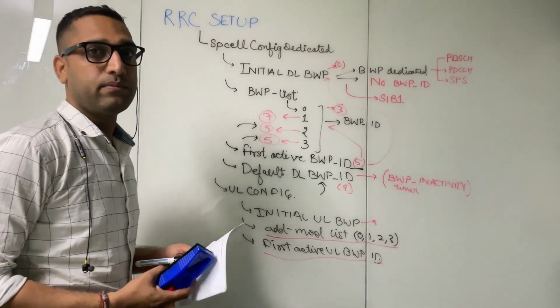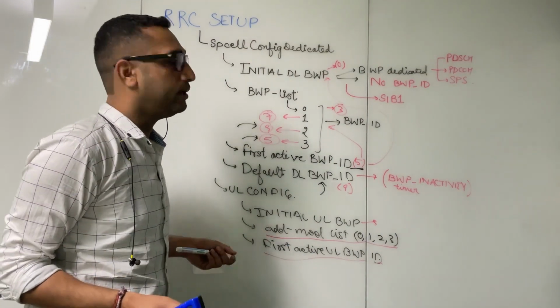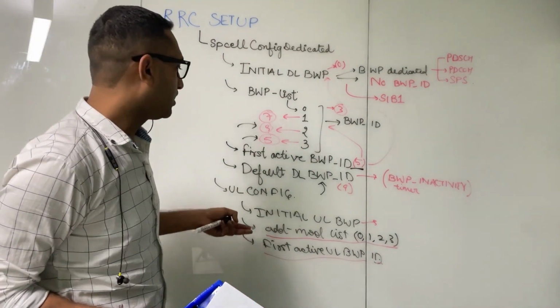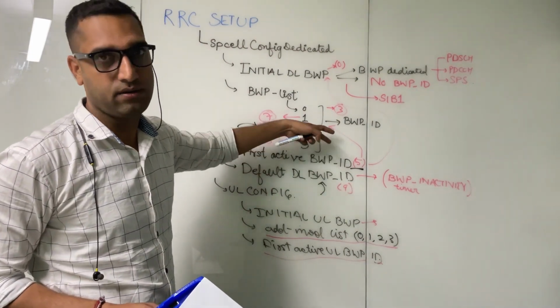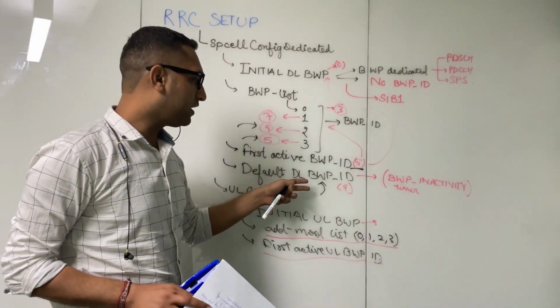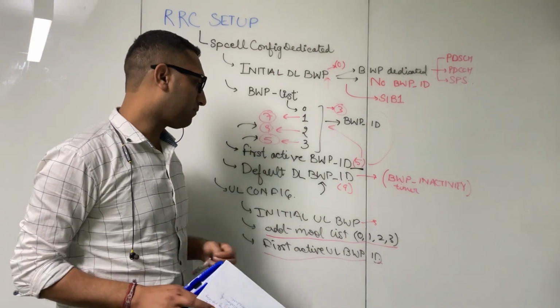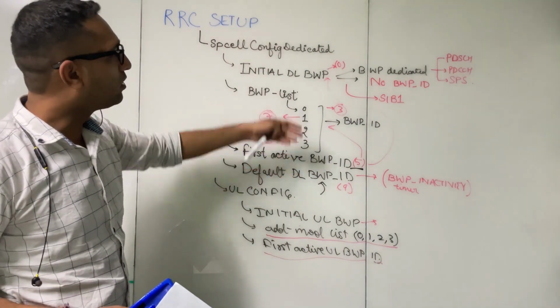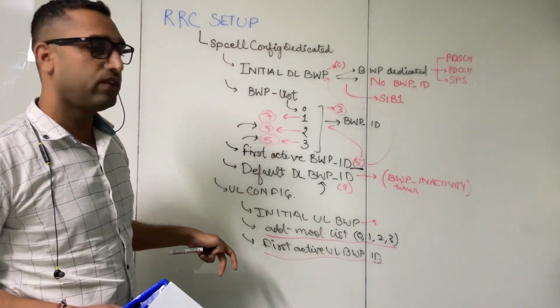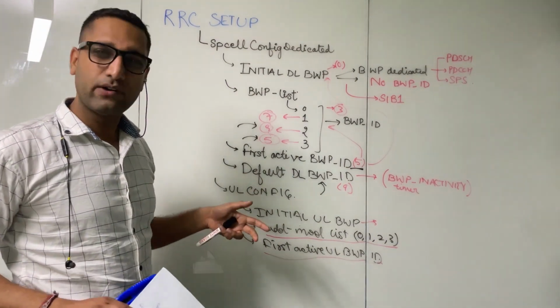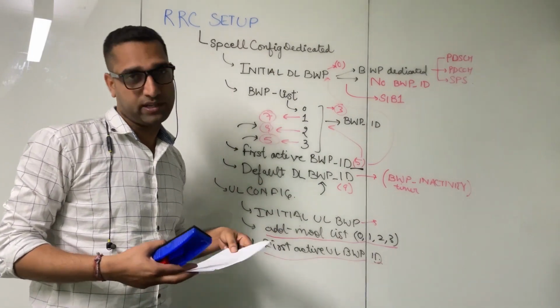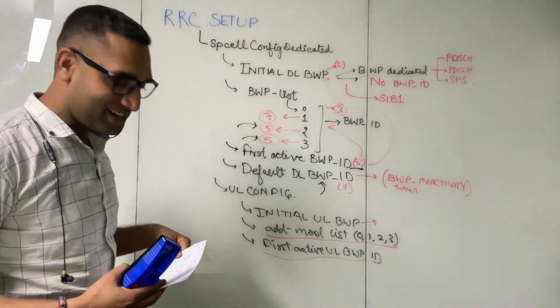If the UE is inactive, it may need to monitor paging in downlink only. In uplink, it does not need to do that. So there is no concept of default UL BWP ID. There is none. Only in downlink we have the default DL BWP ID concept. So this is all about the types of BWP, bandwidth parts that we have. Quite a very important topic, quite a very interesting topic. I find it interesting.